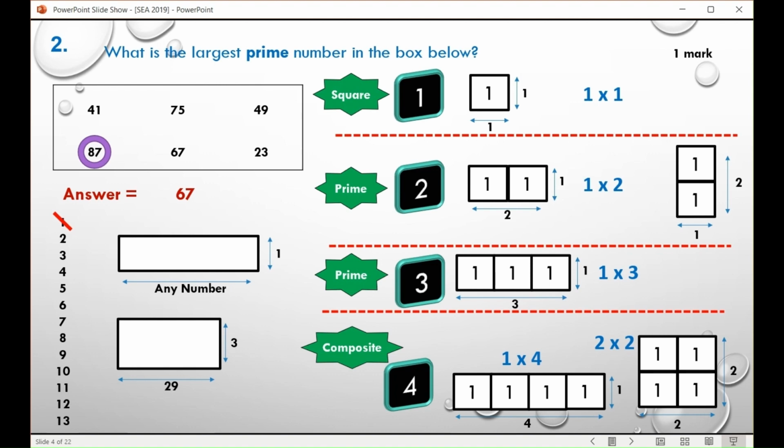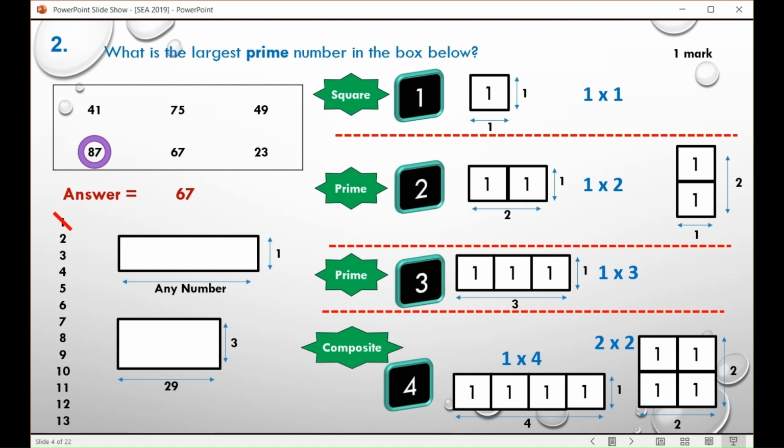So when we're looking at the number 87, it forms a long rectangle, so it might be a prime number, but it also forms another type of rectangle. And since it's forming more than one type of rectangle, then it is not a prime number, but a composite number. Let's now look at what is the next largest number.